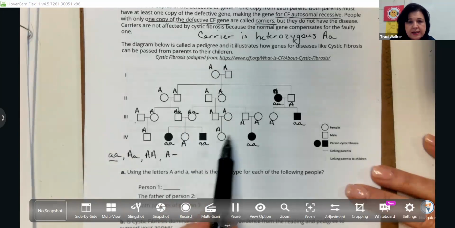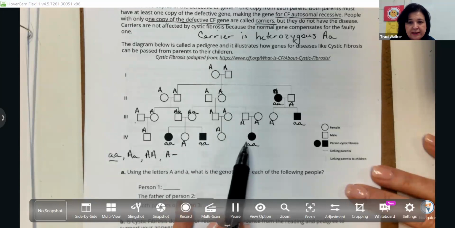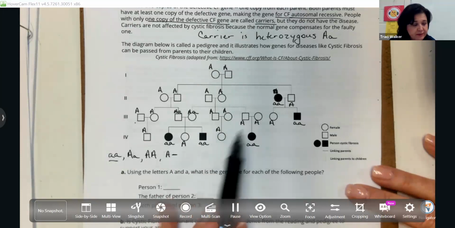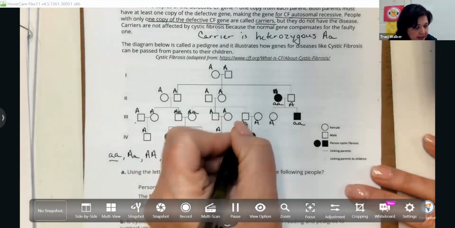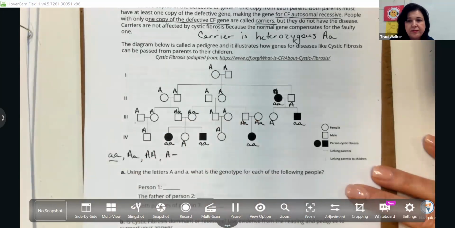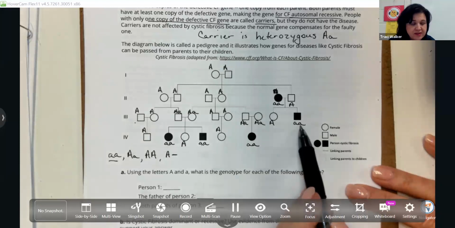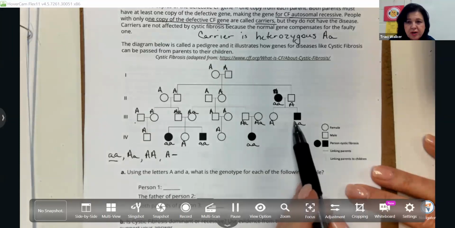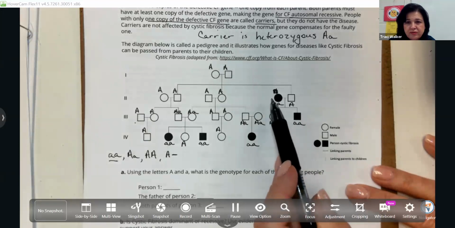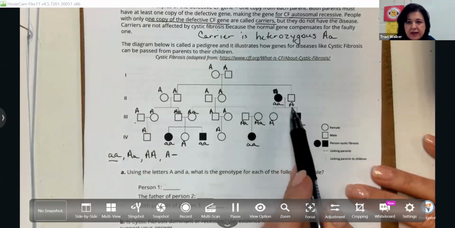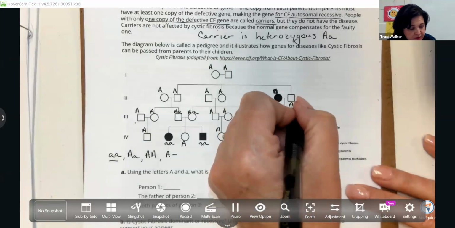Now, if I come over here to this little a, this girl, she has two copies of the recessive gene. So each of her parents has to be a carrier and have a copy of the recessive gene. Okay, now if I look at this one, he has two copies of the recessive gene. So we know that one copy of the recessive gene came from his mother, but the other copy of the recessive gene had to come from his father. So father is a carrier.